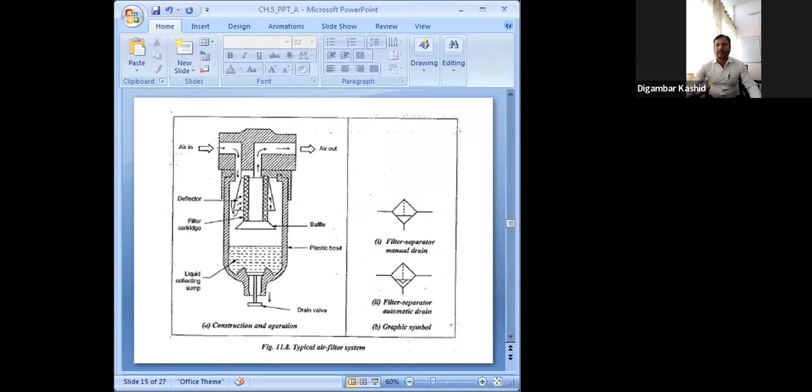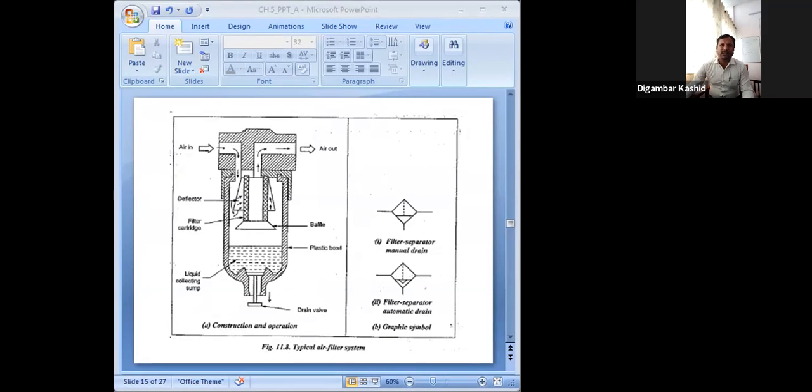Now I will tell the construction and the operation of this air filter. So this air filter consists of the filter cartridge. You can see here we have the filter cartridge, or in simple words you can call it a filtering element. Okay, then we have this deflector.